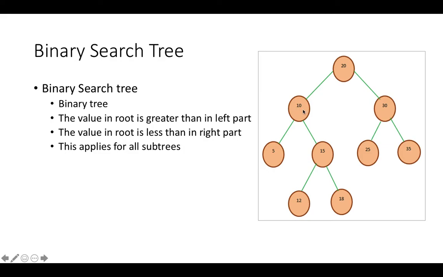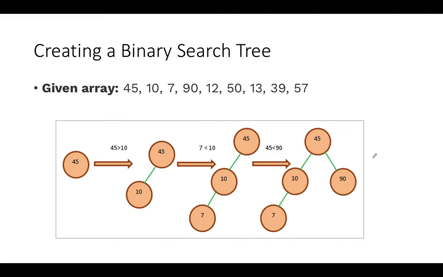And the same thing applies to every subtree. For example, for this subtree, the value of the root is 10, and it's more than all the values in the left part, where we have only one node with 5, and it's less than all the values in the right part, which is 12, 15, 18. The same applies for the 30 and so on. So this is the binary search tree.